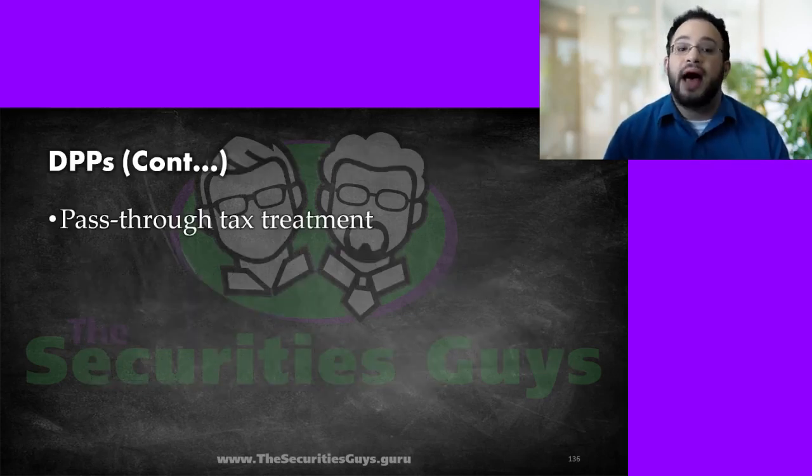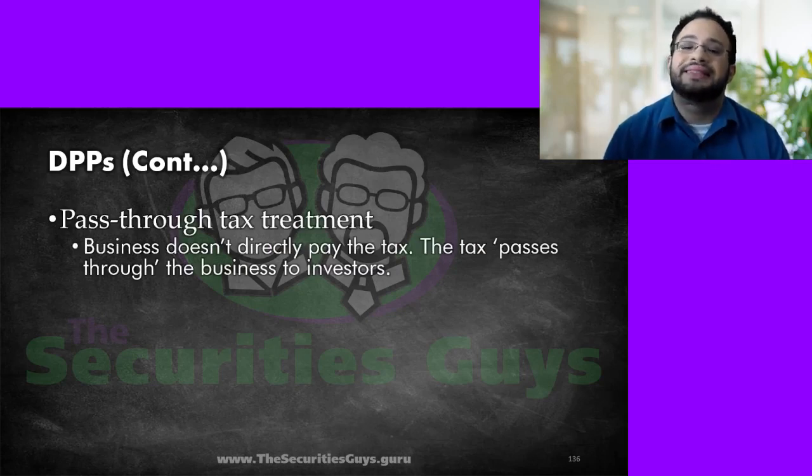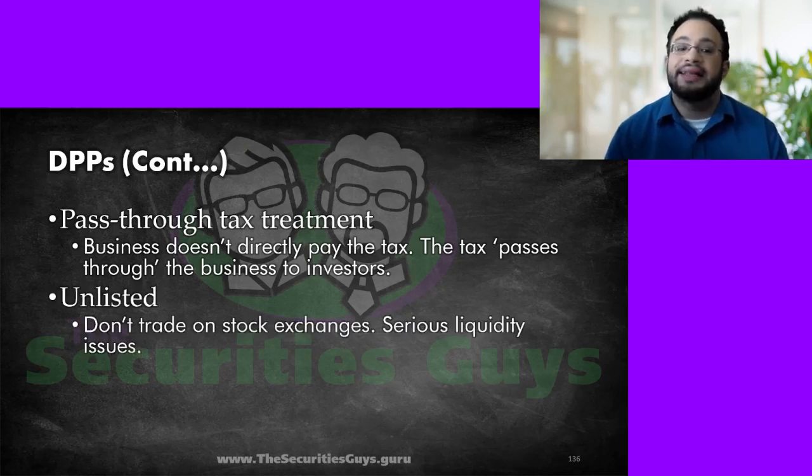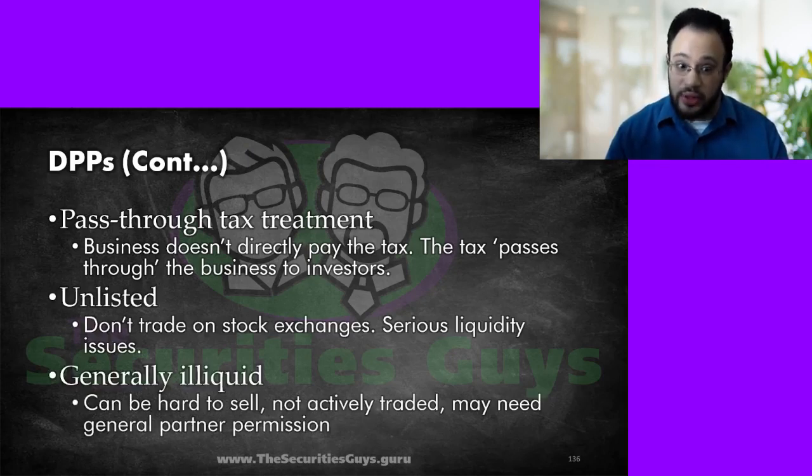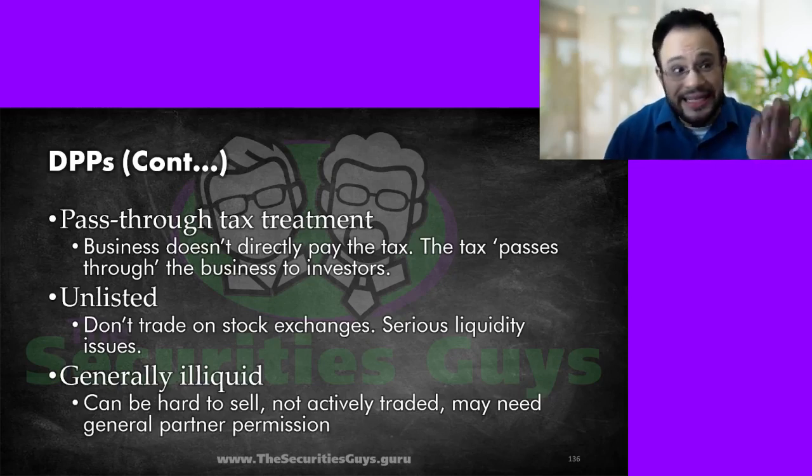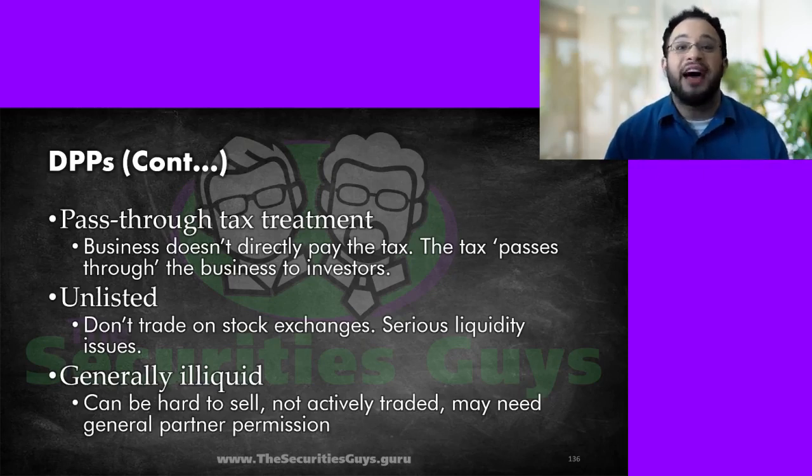Continuing, there's the pass-through tax treatment. The business doesn't directly pay any of the tax. The tax passes through the business directly to the investors. DPPs are unlisted. They don't trade on exchanges. So there are serious liquidity problems. They are generally illiquid. Can be hard to sell. As I said, they're not actively traded, and you may actually need someone else's permission to even sell it. It's not only trying to find a market, you may not have permission to sell it. If the general partner says you can't sell it, you can't sell it.